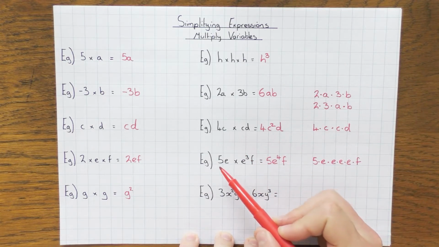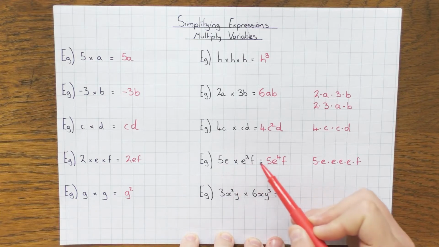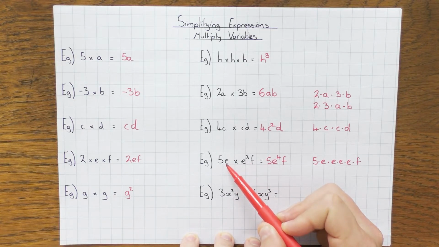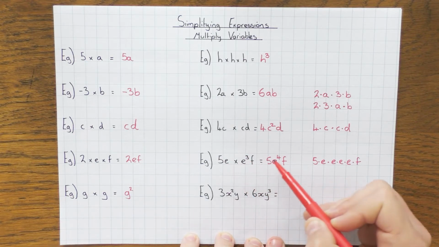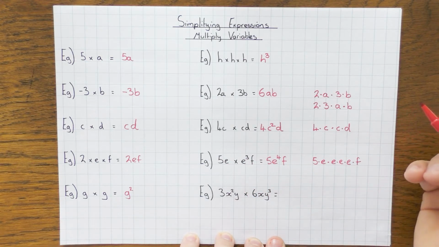And of course, a quick way would have been to see, right, multiply the numbers. We'll only have a 5. I have a 1e here, and I have 3 going on here. So how many do I have in total? I have 4. And of course, then you have the f.